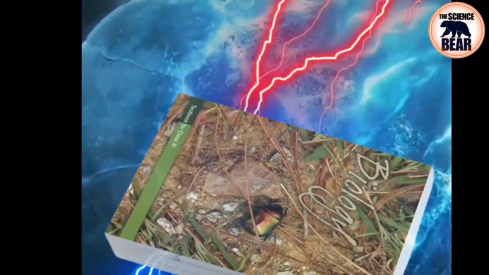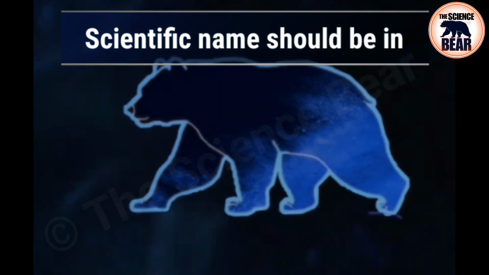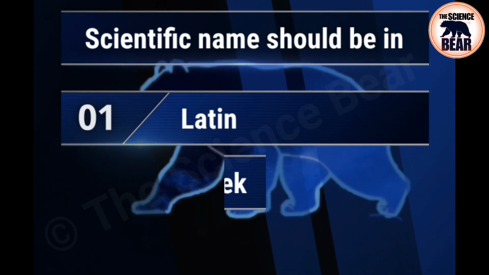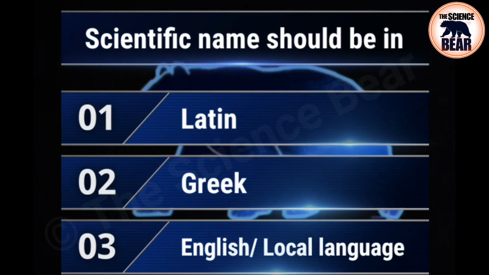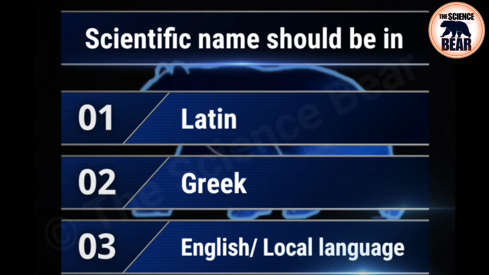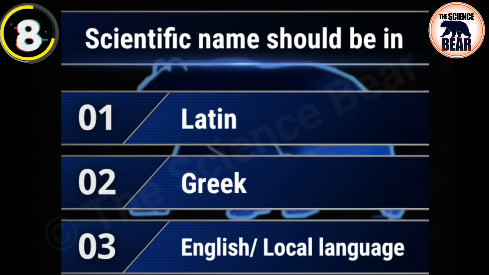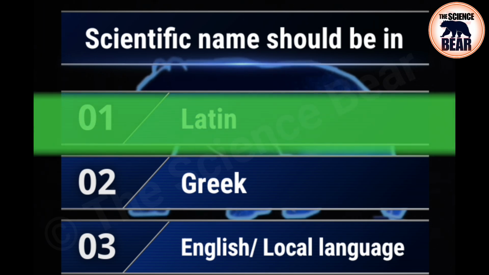And a direct question from NCERT Bio is: scientific names should be in Latin, Greek, English, or local language? Comment your answer, and do like and share for further direct NCERT lines questions. And the correct answer is Latin.